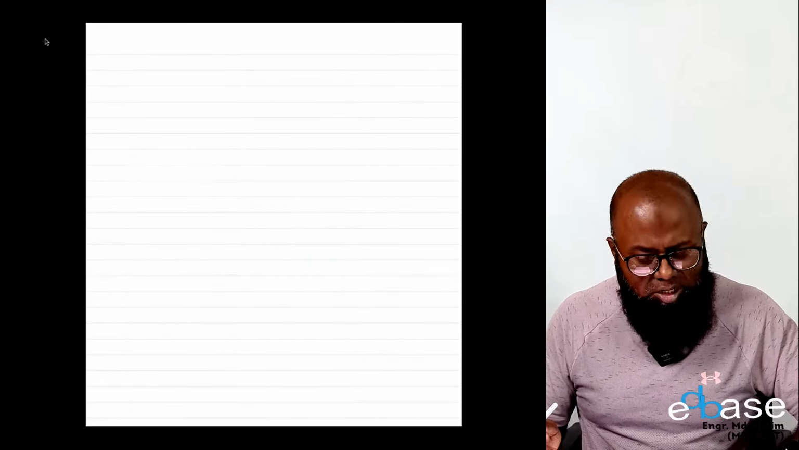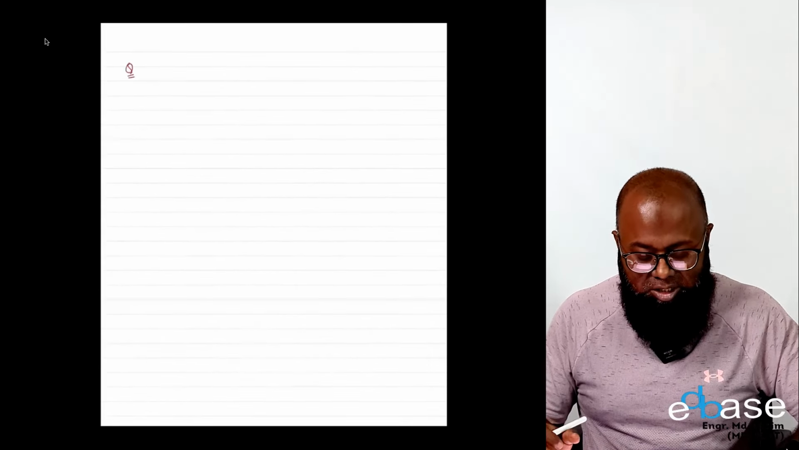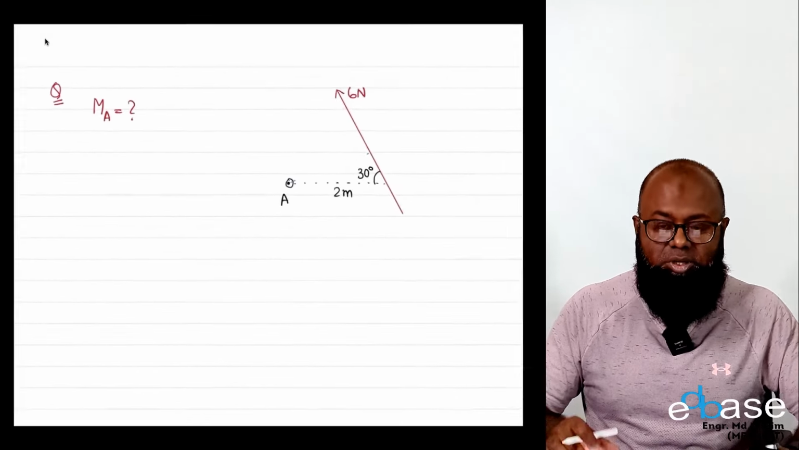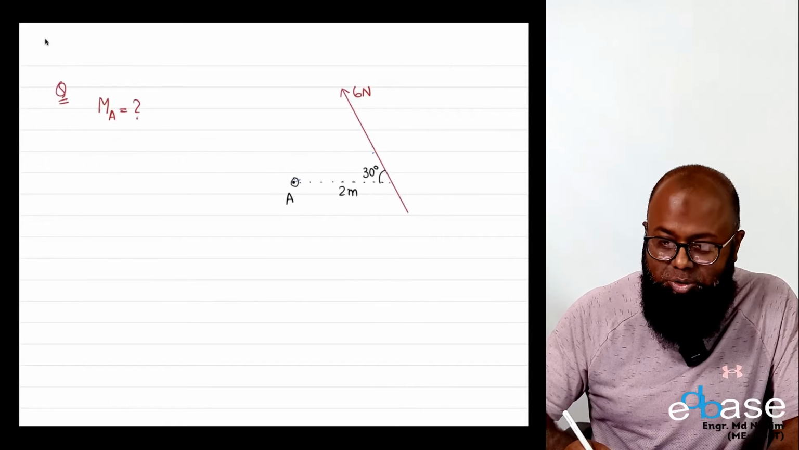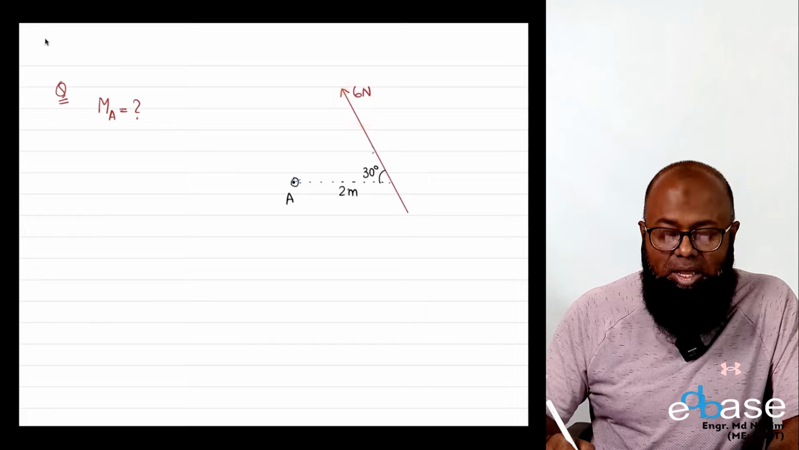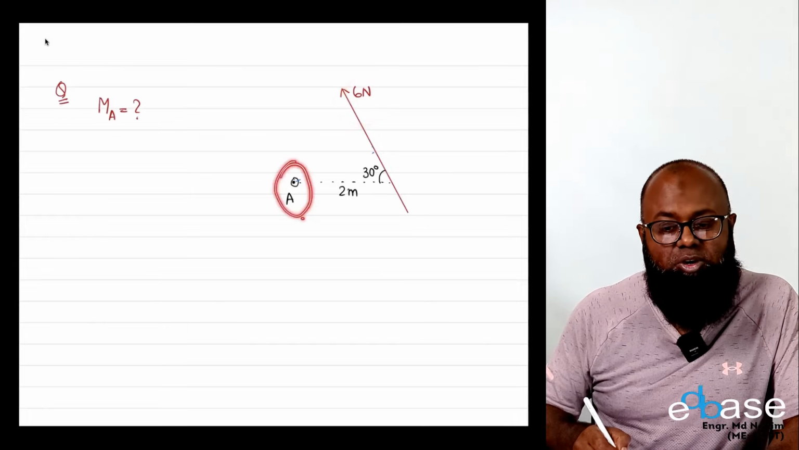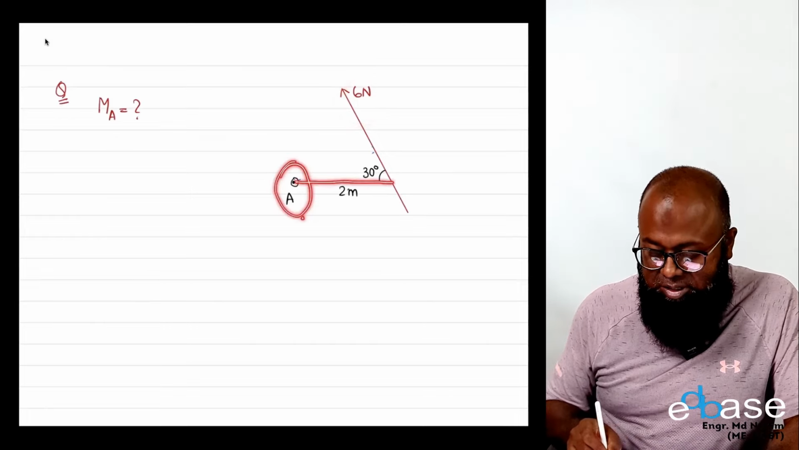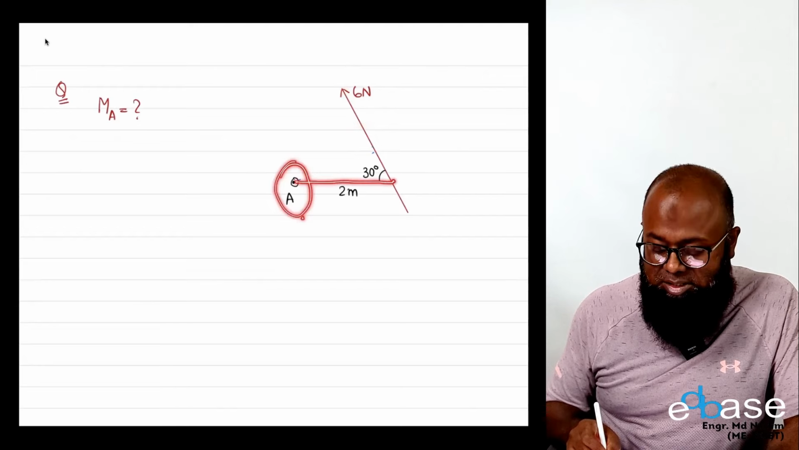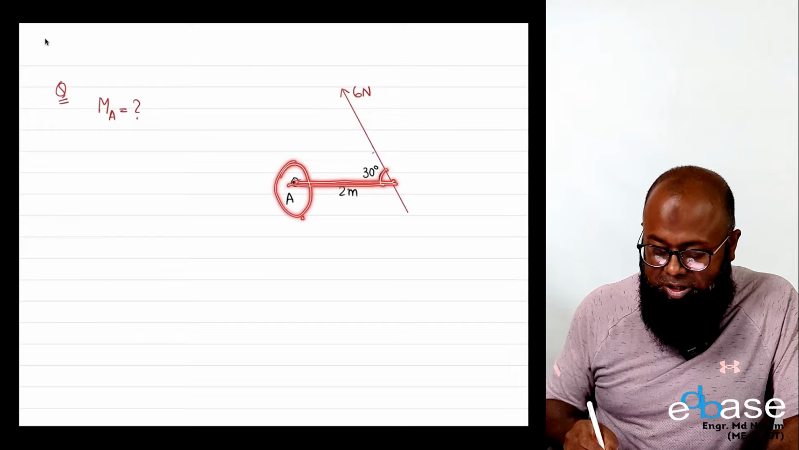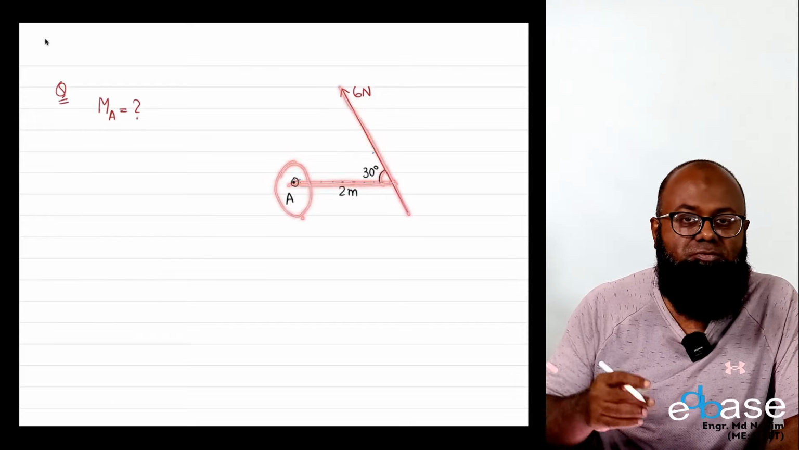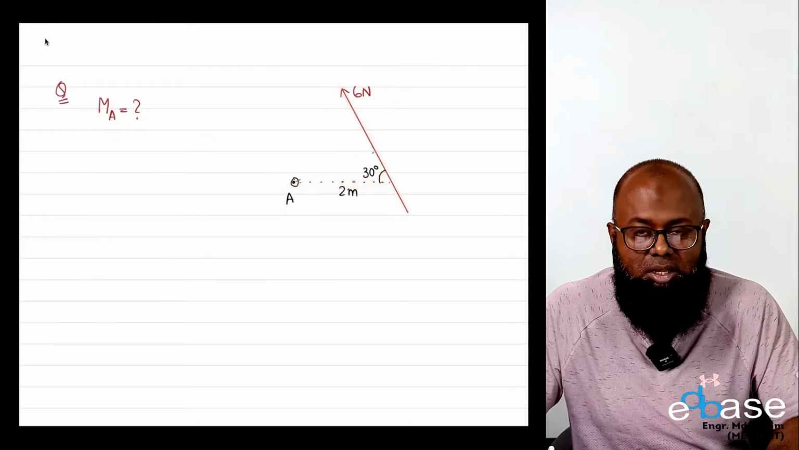Now, let us start with a simple example here. You can see a force whose magnitude is 6 Newton, and you have a reference point A, and this length is given as 2 meters, and this direction is making a 30-degree angle with this force. Now you are asked to find the moment about A. How to find that?